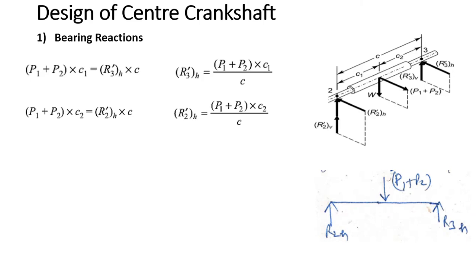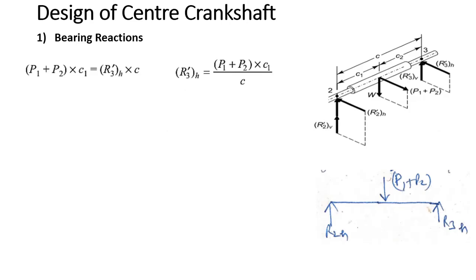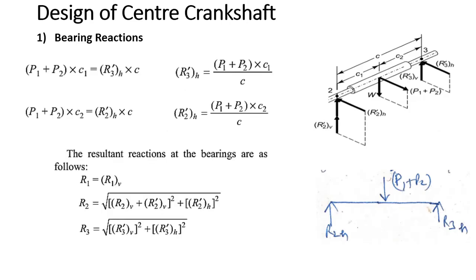Similarly, take the moment about the other end, and you will get the value of R3 dash and R2. Now you have all the reactions, all six reactions in total. Now you have to find the resultant, because the resultant lies here. This is the horizontal component, this is the vertical component, and you know that the resultant will be in this direction.